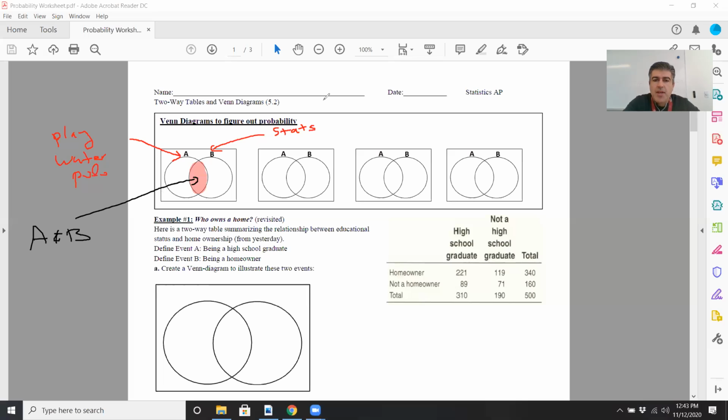Now, what if I were to shade both circles? Then this means you belong to either A or B. So this scenario would be A or B. So if I want to find all the people who do water polo or stats, then I want all the people in both circles. Of course, you might have some people who do both. But if I were to say I want A or B but not both, then I would do this.